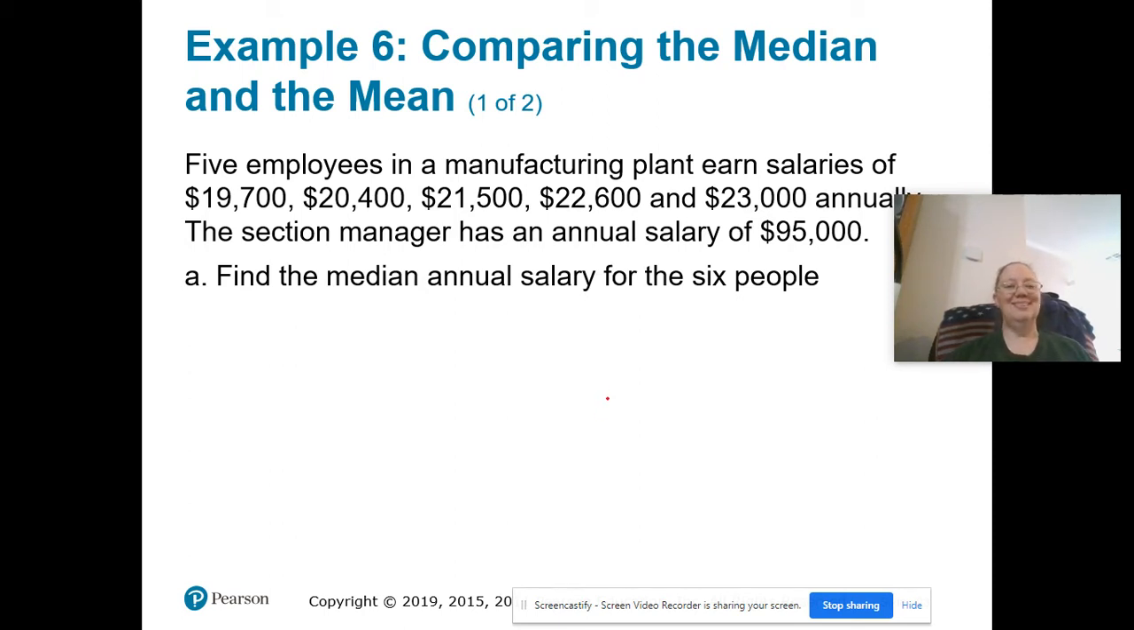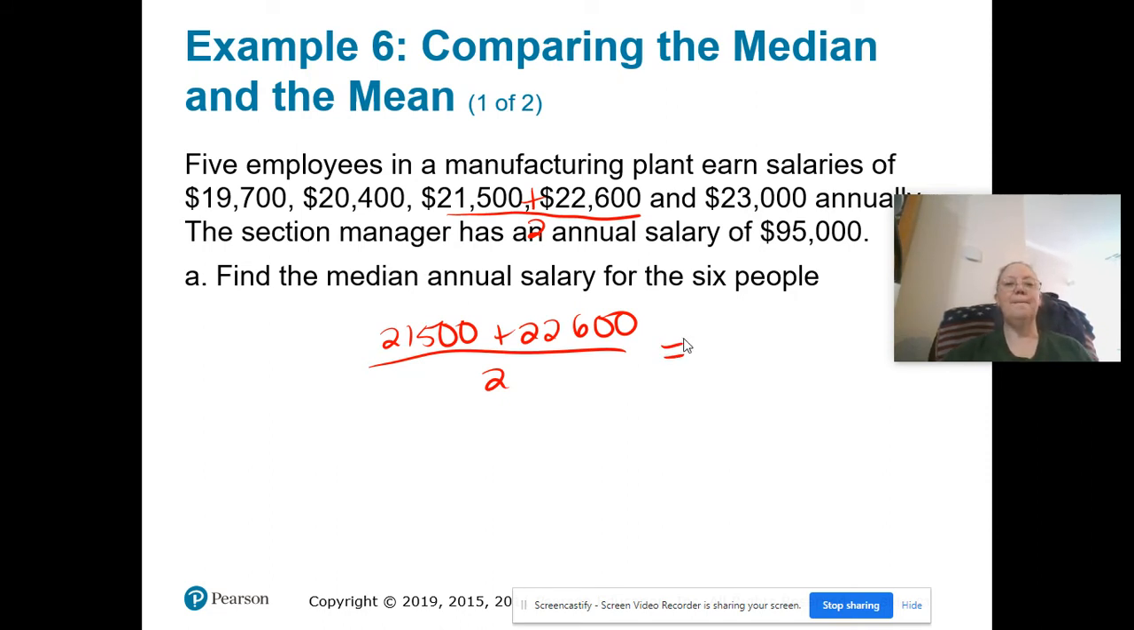We're going to see that it really doesn't give us a good idea of how the average person gets paid, and the median in this case is actually a little bit better. So we find the median, we put our numbers in order, which they are, and since we have 6 numbers, we are going to add the middle 2 numbers and divide by 2. So we need our 21.5, our 22.6. And we're going to add those and divide by 2.